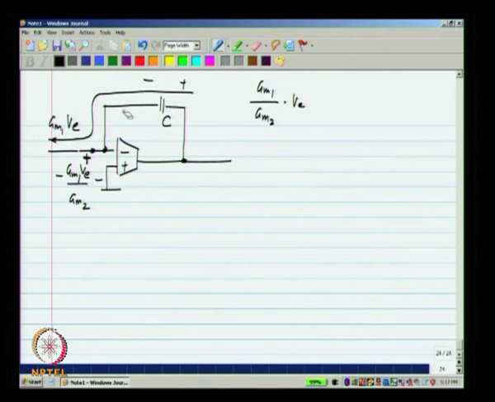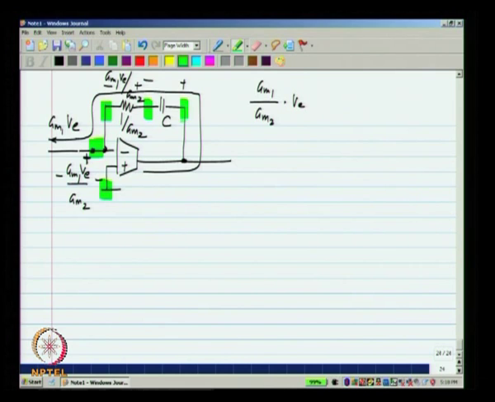Now, it is very easy to see that if I insert a resistor here, which is equal to 1 over GM2, what will happen? Across this resistor, I will have GM1 VE by GM2. So, now if I sum these three voltages, the voltage across here plus the voltage between these two plus the voltage there, I will get V naught, and V naught happens to be just equal to GM1 times VE by SC.